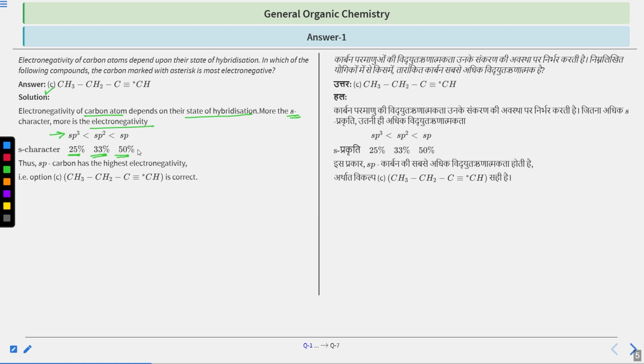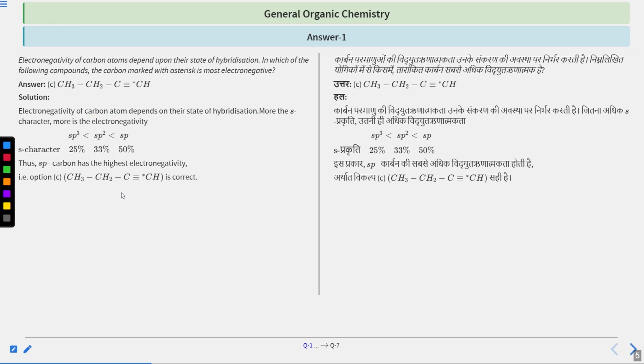Sp hybridization is observed in a triple bond, sp2 in a double bond, and sp3 in a single bond. That's why in option C, CH3, CH2, C triple bond C star, our star carbon is triply bonded, connected with another carbon. That's why this is the correct option, and thus option C is the answer.